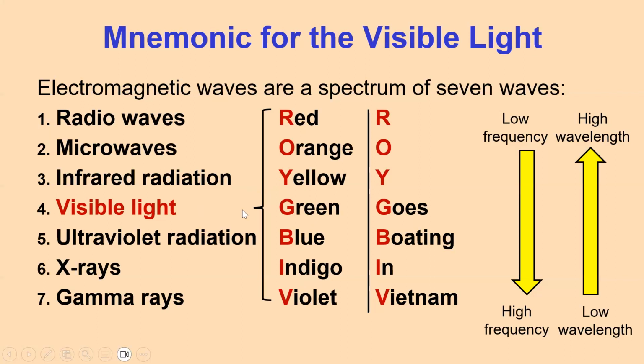Okay, you need to know the order, and you need to know red is nearer to the side of infrared. And violet, which is the last one, is nearer to the side of ultraviolet. So how do I remember it? I go by the mnemonic Roy Goes Boating in Vietnam.